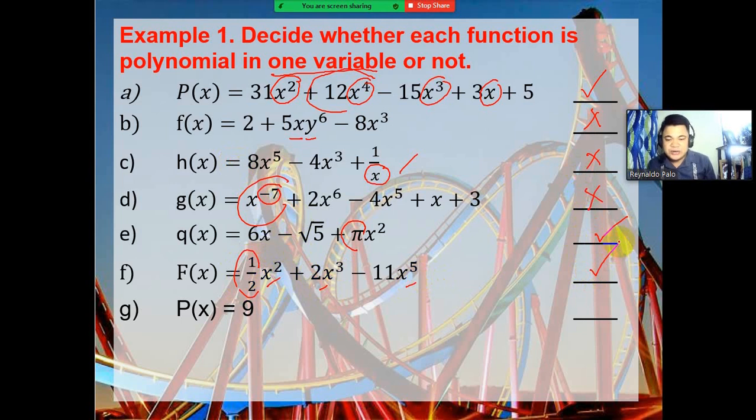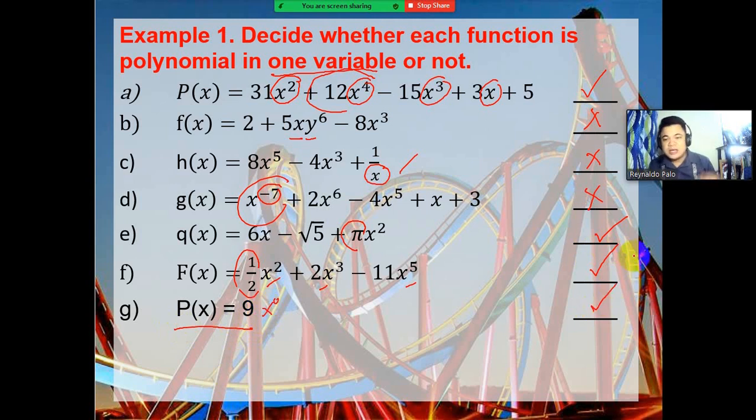Now let's have letter G. P of x equals 9. This is very easy because, as you can see, we have our example a while back with the types of polynomial functions according to the degree. So 9 is a constant wherein the degree is 0. So that's why this is still a polynomial function.